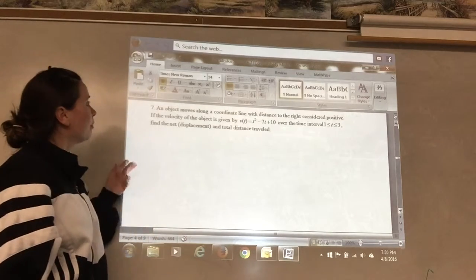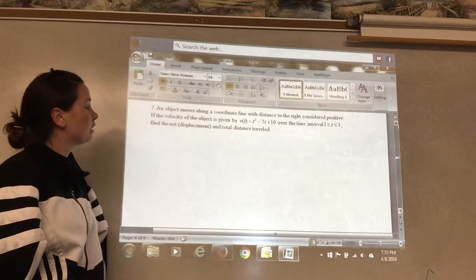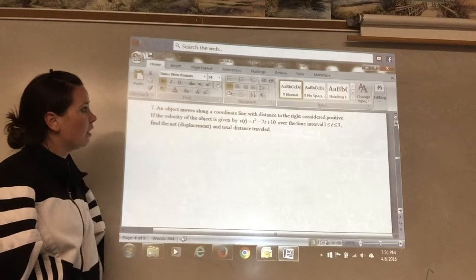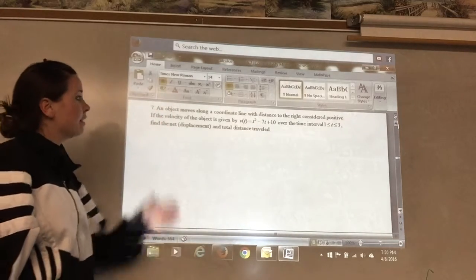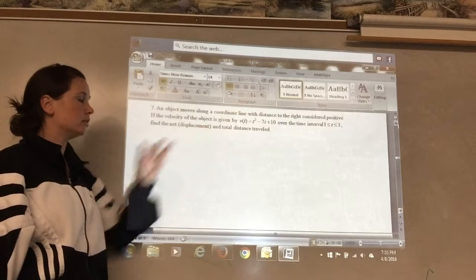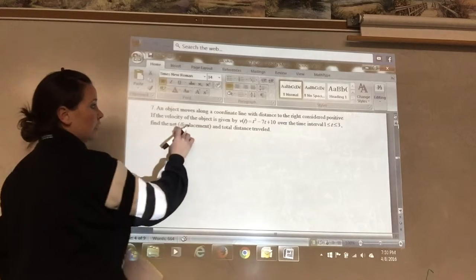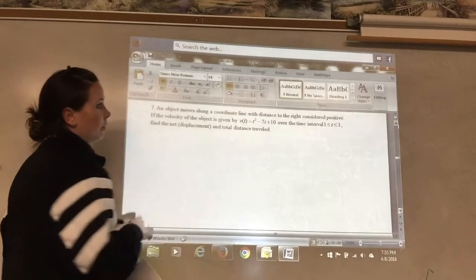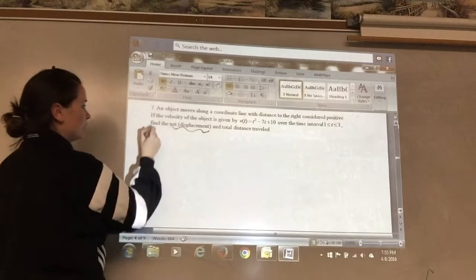We'll fix it. An object moves along a coordinate line with a distance to the right considered positive. If the velocity of the object again is given by this function over that interval, let's find the net displacement and the total distance. So here we go again, our two concepts. Net, integral; total distance, worry about where things are negative. So let's just go through and do this net displacement first.